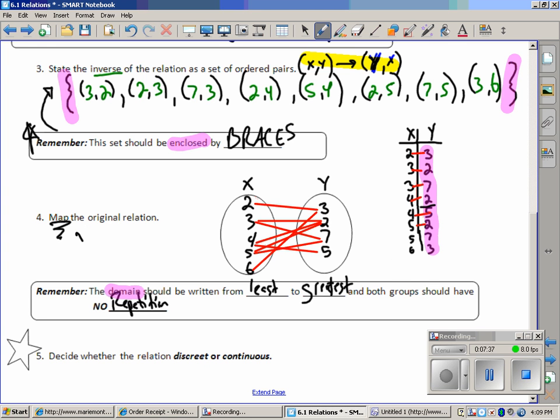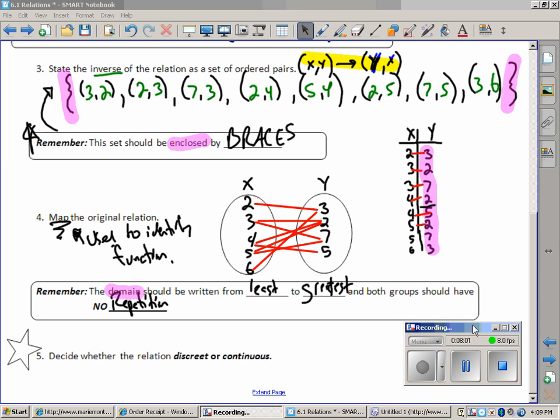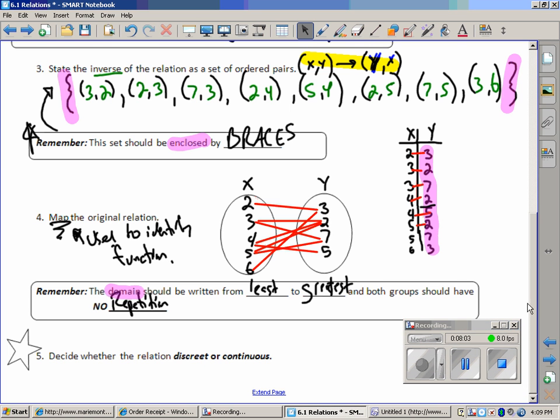Now, why would we do a mapping? Mappings are used to identify functions. That's not how you spell function. Function. Okay, now, we haven't explained functions yet. We're just getting into the basics of relations. But we have to practice these now, so when we start talking about functions, it makes more sense to determine them. All right, then last but not least, determine whether the relation is discrete or continuous.